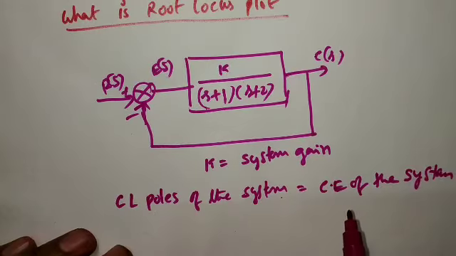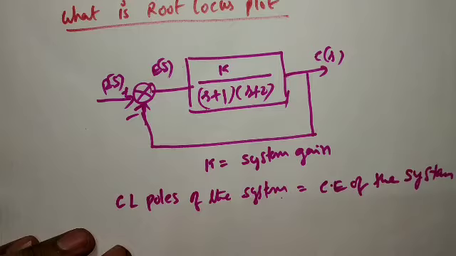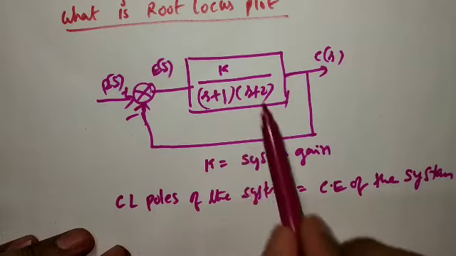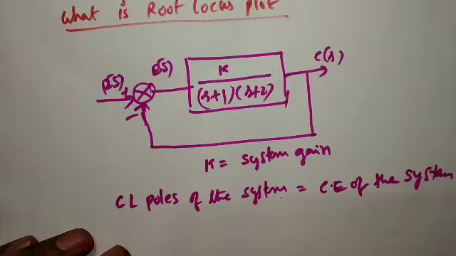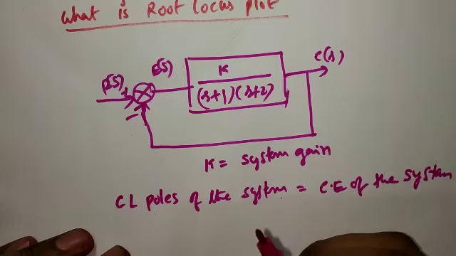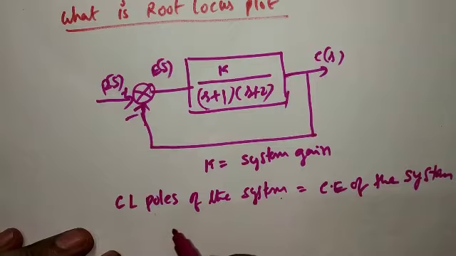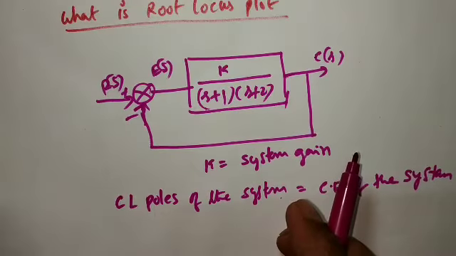Characteristic equation of the system. See here, closed loop poles are the same as the open loop poles, but here we are interested in finding the stability of the closed loop system. So now what I'm going to do, this is your transfer function.